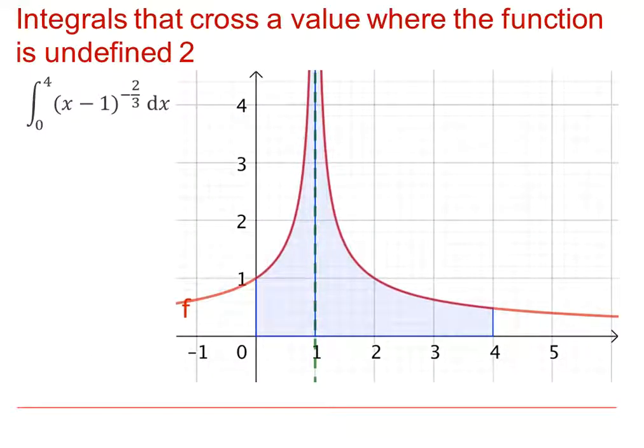Here we'd like to integrate (x minus 1) to the power minus 2/3 between the limits 0 and 4. And although the function is defined at its limits 0 and 4, we can see that the function is undefined at x equals 1 and that the required area crosses this undefined value.